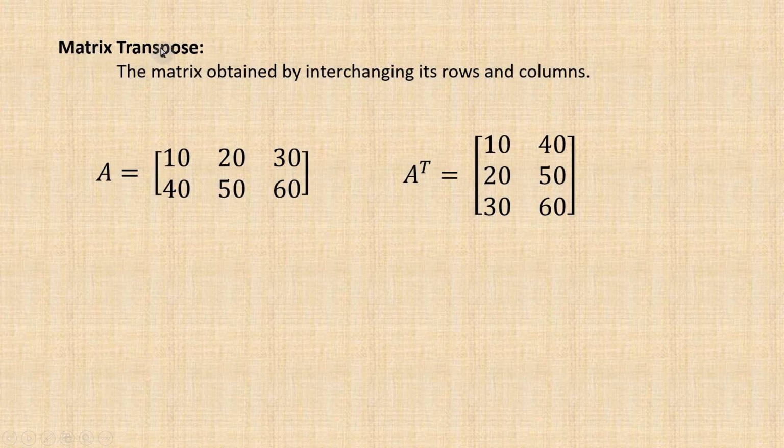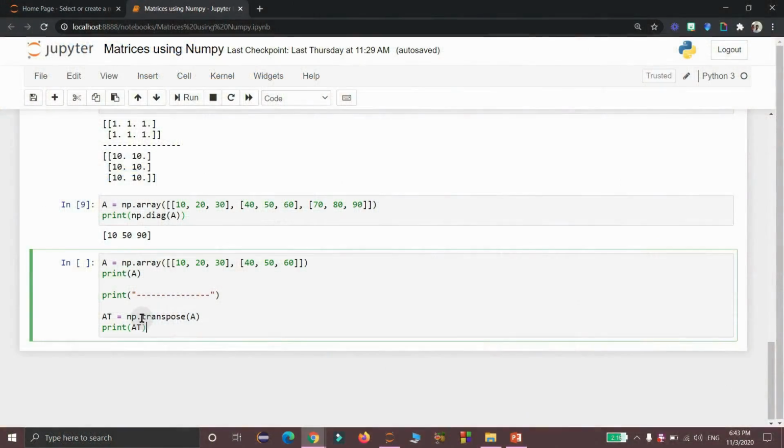The next one is matrix transpose. The matrix transpose is obtained by flipping a matrix, interchanging its rows and columns. If we consider the input matrix A, the first row 10, 20, 30 becomes the first column in its transpose, and the second row 40, 50, 60 becomes the second column of the transposed version of A. NumPy has the transpose method to get the transpose of a given matrix.